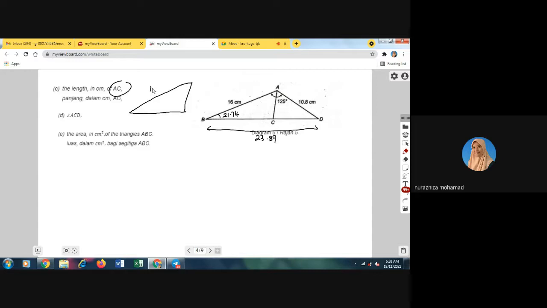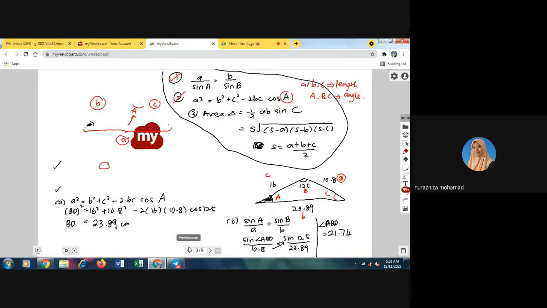Alright, so this is 16. This is 21.74. We need at least three pieces of information. So the side length BC, we can find out using the ratio given.